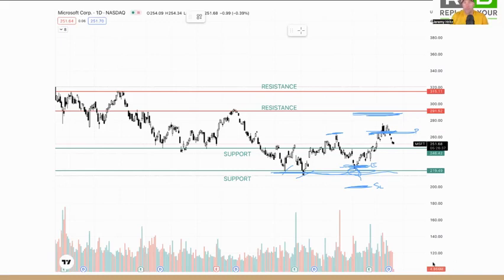Okay. So that's support and resistance. All right. Give me a 9 in the chat if you feel like you have a good handle on that concept.